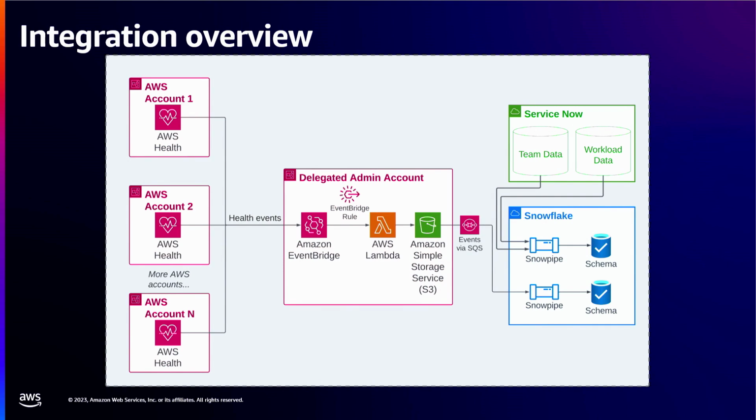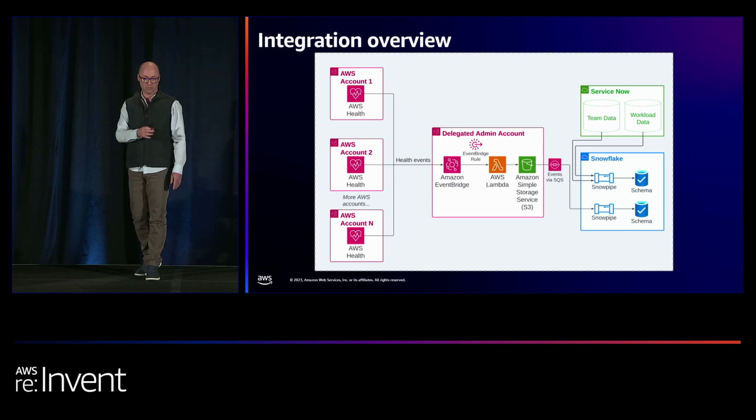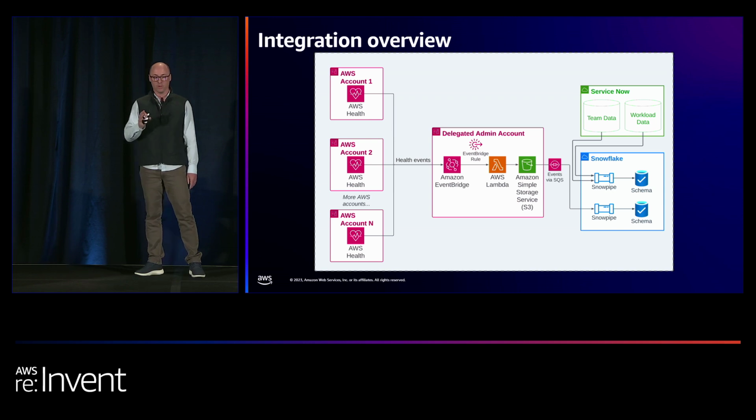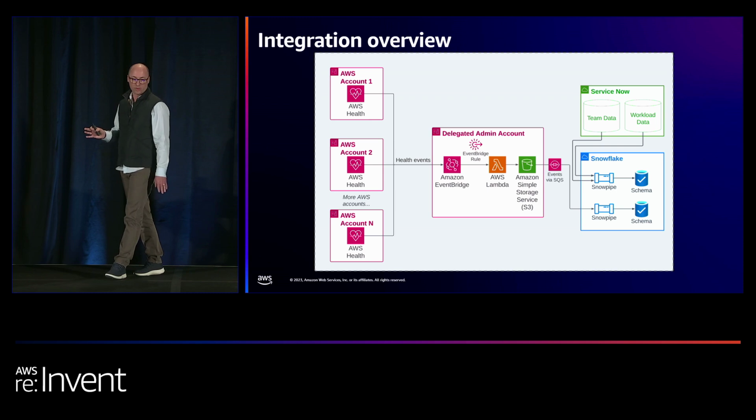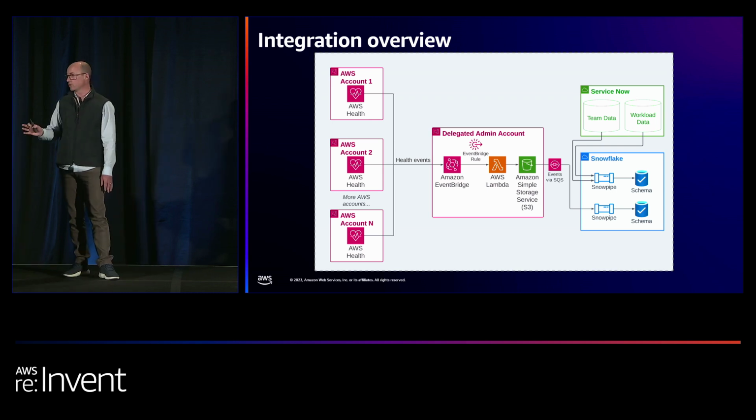All right, let's take a look at the integration that we built. So starting on the left here, these are our member accounts. And we've got health events being consolidated into the delegated admin account with EventBridge. Then we've got an EventBridge rule, just like James mentioned, to filter for planned lifecycle events specifically. And we invoke Lambda to write those to S3. And then S3 bucket notifications feed those through SQS to trigger the ingestion into our Snowflake data warehouse.